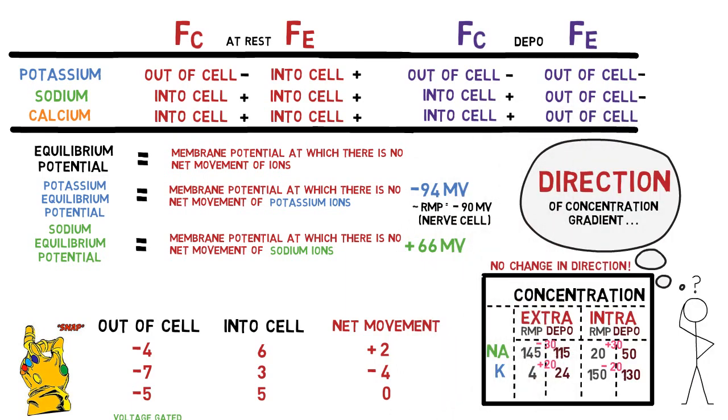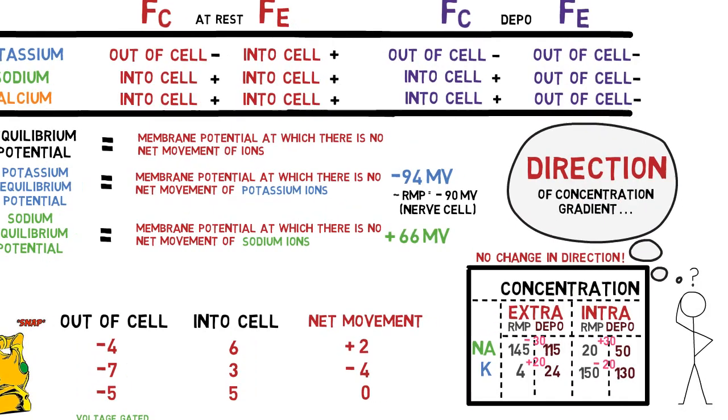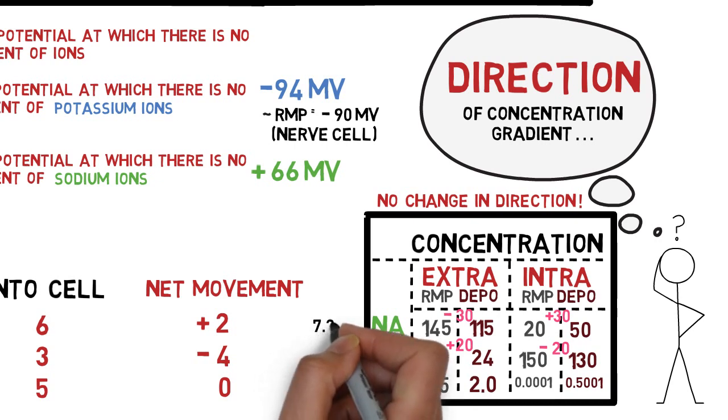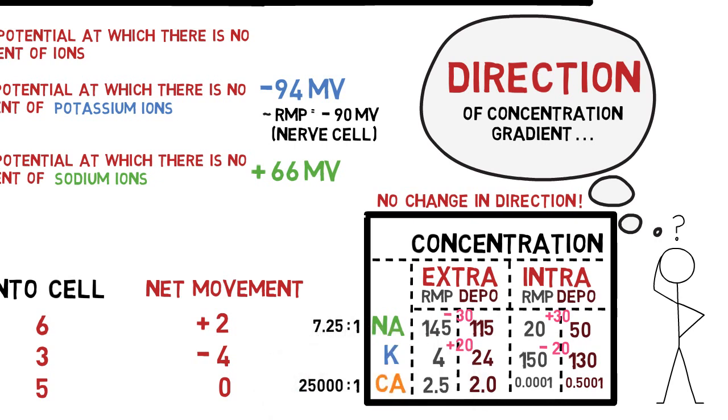Calcium concentration gradients are far larger compared to sodium. At RMP, the concentration of calcium outside the cell is 2.5 but only 0.0001 inside the cell. Similarly, depolarization won't change its direction of concentration gradient. But the point is, it is 25,000 to 1 in ratio. In comparison to sodium, the ratio is only about 7.25 to 1.